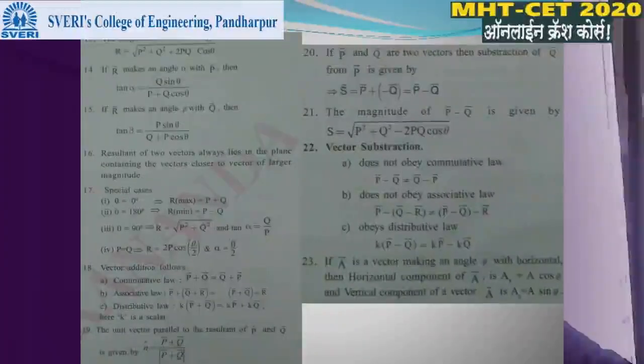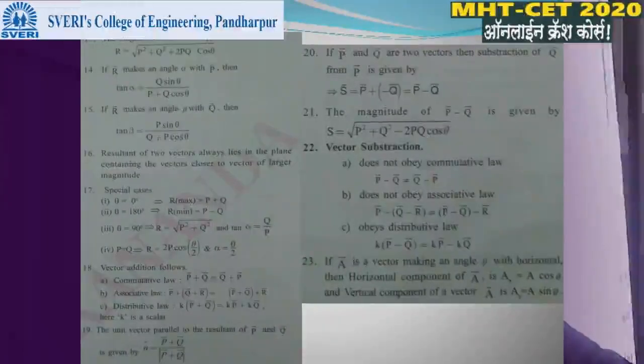जेव्हा तुम्ही वेक्टर ऍडिशन फॉलोज करता तेव्हा तुम्हाला वेगवेगळे लॉज येतात. कम्युटेटिव्ह लॉ: p bar plus q bar is equal to q bar plus p bar. असोसिएटिव्ह लॉ: p bar plus (q bar plus r bar) is equal to (p bar plus q bar) plus r bar. डिस्ट्रीब्युटिव्ह लॉ: k into (p bar plus q bar) is equal to k p bar plus k q bar. Here k is a scalar, जेव्हा तुमचा k हा स्केलर क्वांटिटी असेल.